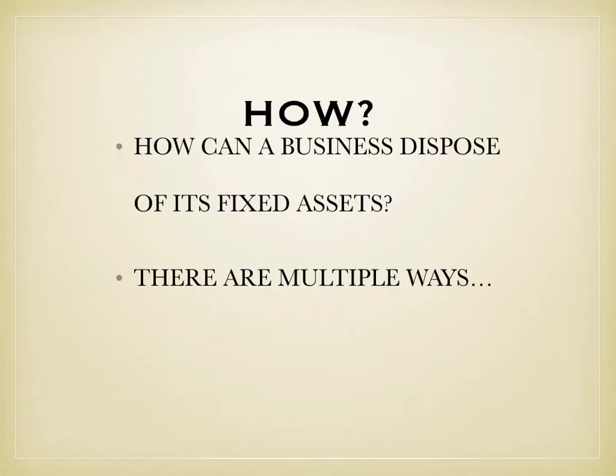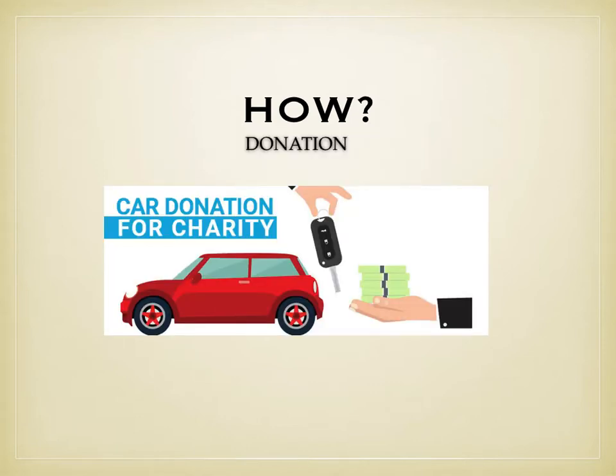So how can a business dispose of its fixed assets? There are many ways. Let's find out. The first one is a donation. Here, a business may decide to give away one of its fixed assets to one of the community organizations that it has a long-standing relationship with. This will not only benefit the business, but the community as well.